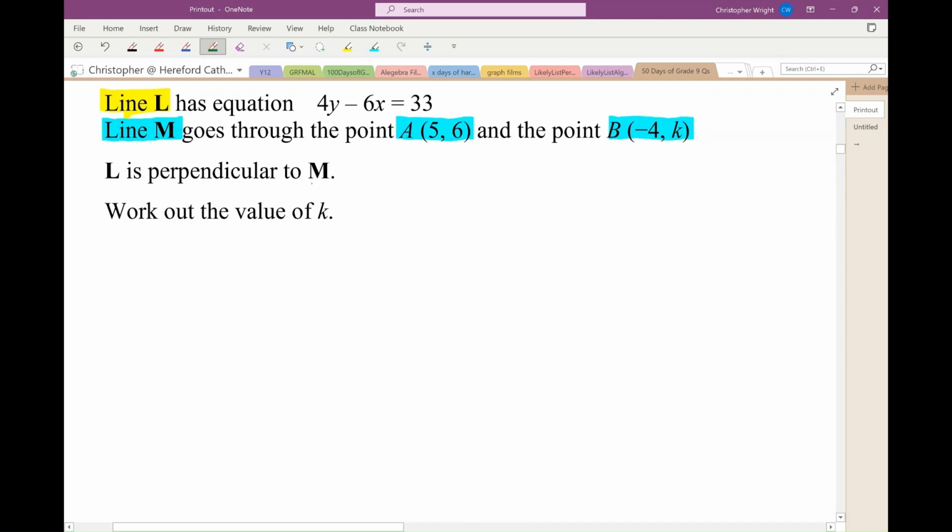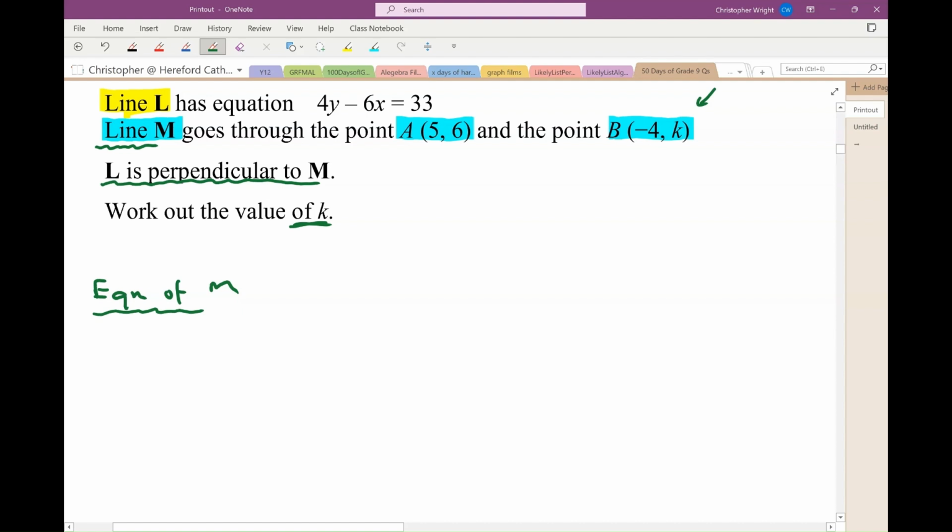L and M are perpendicular to each other. Work out the value of K. So I've got to work out the value of K. It would be useful, wouldn't it, if I knew the equation of line M. If I could find the equation of M, then I can easily find the value of K, because it's the y coordinate when x is minus 4. So I really need to find out the equation of M.